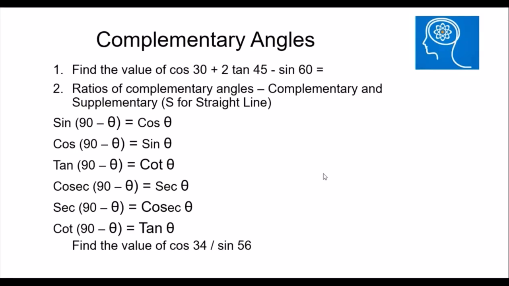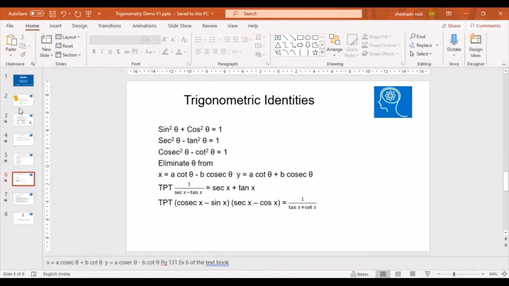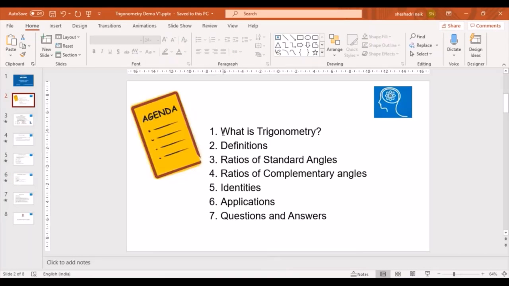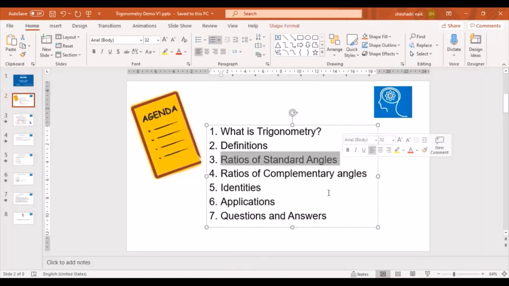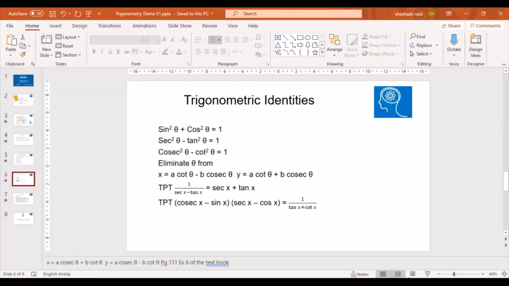Okay, so let's proceed. Now we will visit the trigonometric identities. So far from the agenda we have seen what is trigonometry, what are the definitions, what are the ratios of the standard angles, and what are the ratios of complementary angles. We will now see what are the identities, and then we'll go to the applications. So we'll start with the identities.